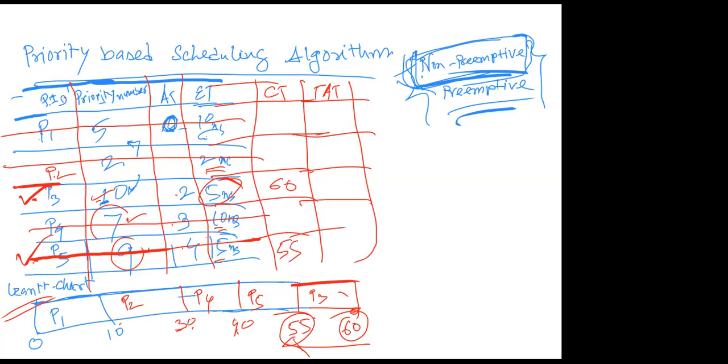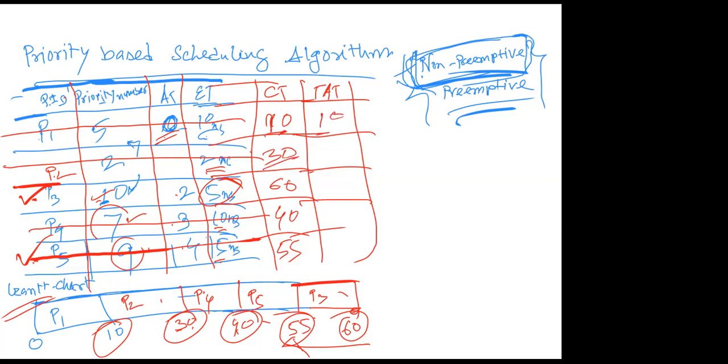Then P4 completes its execution at 40. Your P2 completes here at 30, and then P1 completes at 10. Turnaround time is nothing but the CT minus AT. AT is 0, CT is 10. So 10 minus 0 is 10.